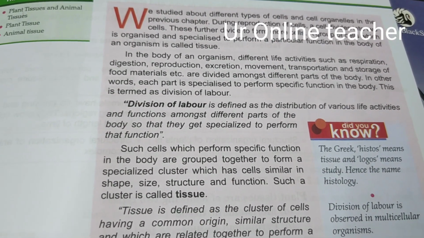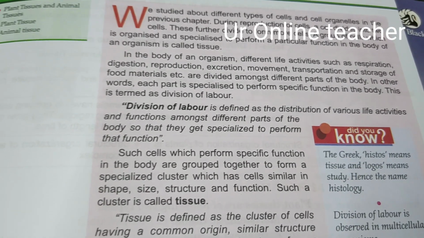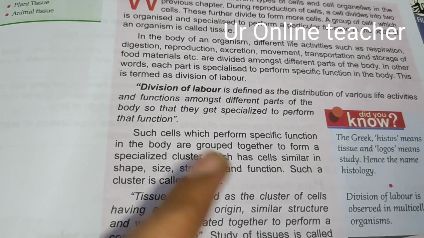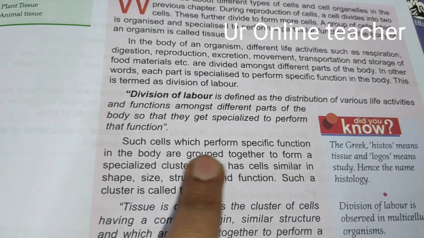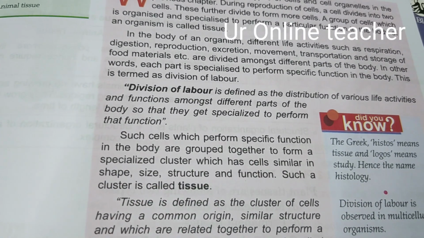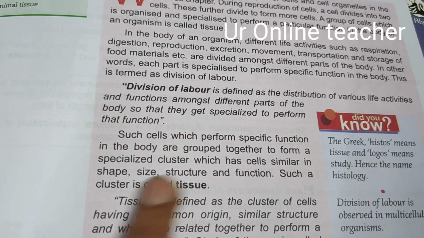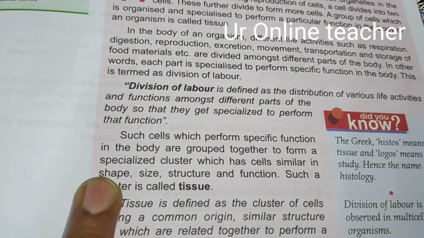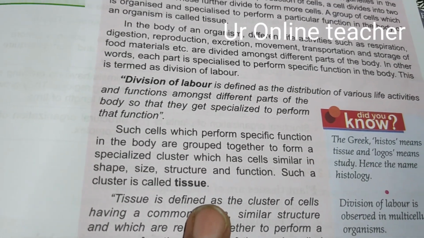Now we will understand what tissues are. They are a group of cells that perform a specific function. Such cells which perform a specific function in the body are grouped together to form a specialized cluster. Cluster means a group of cells which are similar in shape, size, structure and function. This cluster is called tissue.